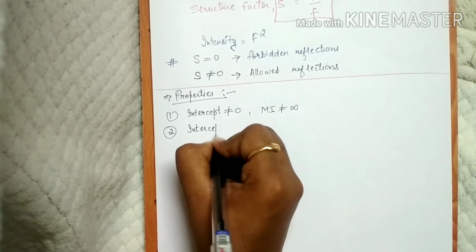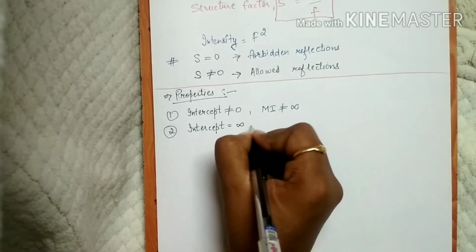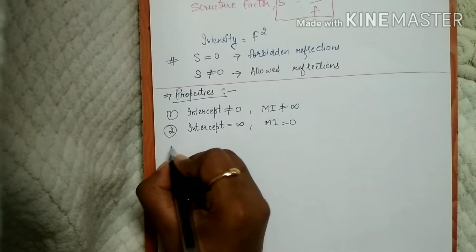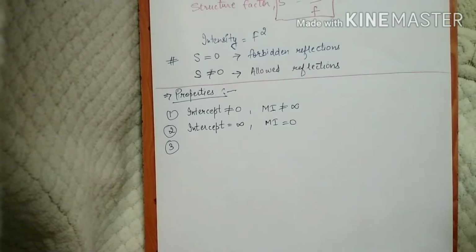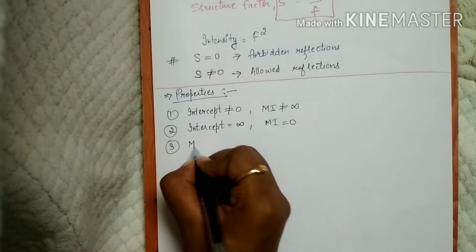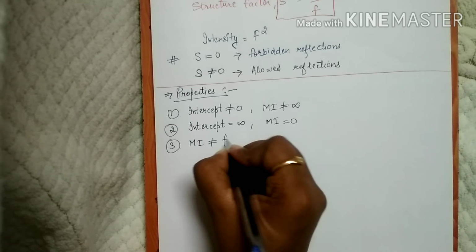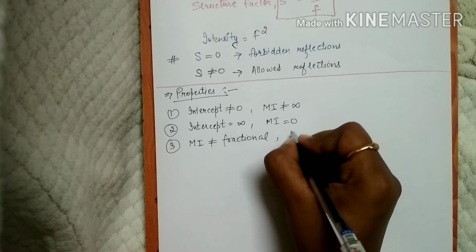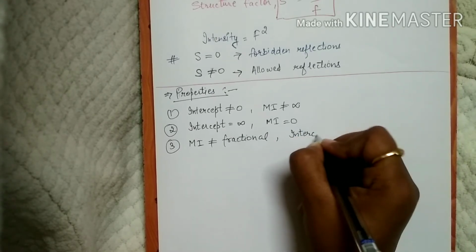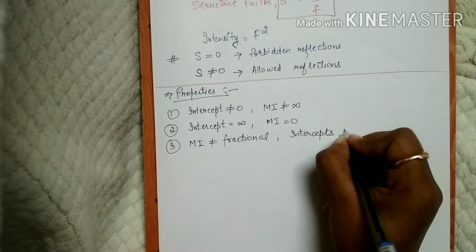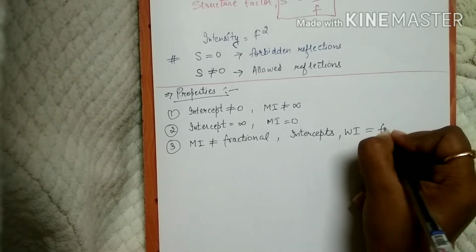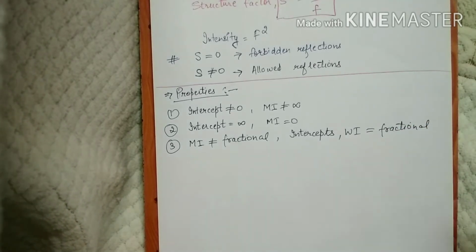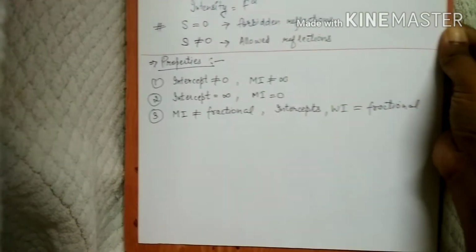Second property is that intercept could be infinity and Miller indices could be 0. Third property is that Miller indices cannot be fractional and your intercepts or your Weiss indices can be fractional. So now what do I mean by saying this third property?